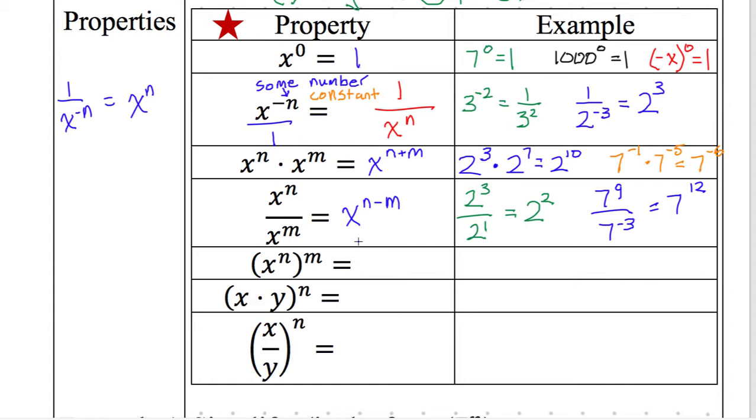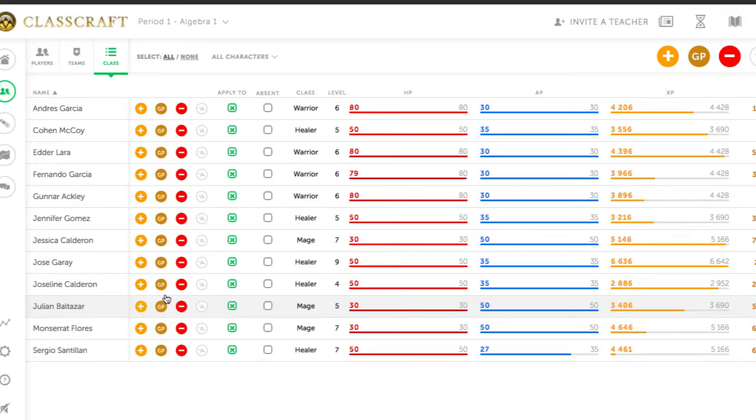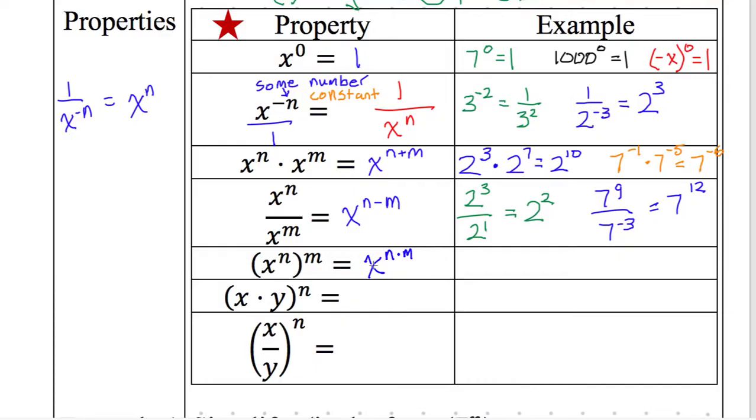All right, our next property. Does anyone know this one? When I have a power to the power, a power to the power. Yeah, Julian. It is indeed x to the power of n times m. We multiply those exponents. Thank you, Julian. You can turn in your card. Yeah, so a power to the power is just multiply.